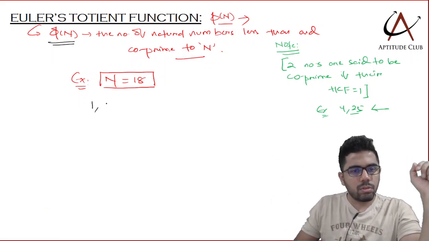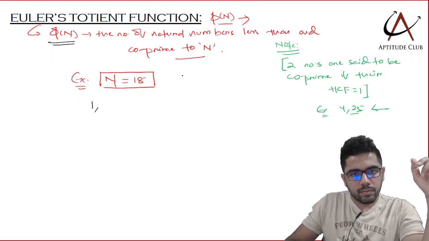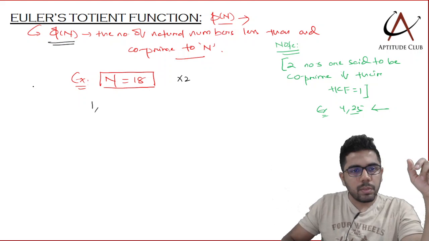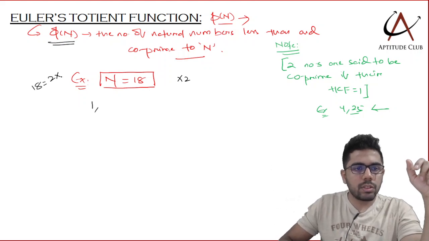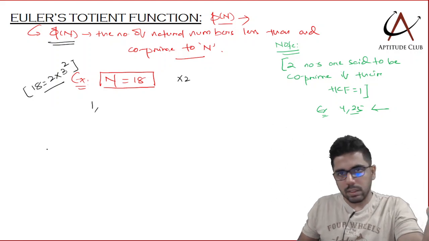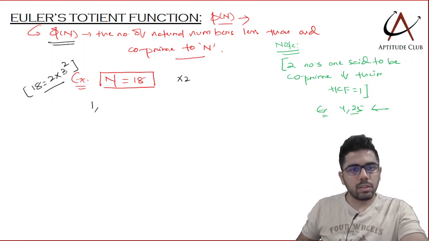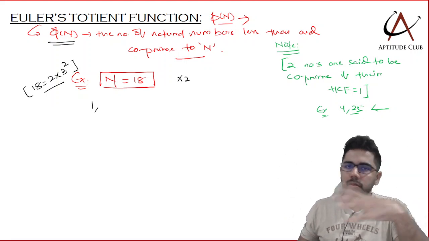Can I take 2? 2 I cannot take. Because if you look at 18, 18 is 2 into 3 square. So any number which has got a 2 or a 3 will never be co-prime to 18, because they will share a common factor. So any number which has a 2 or a 3, we will not take.